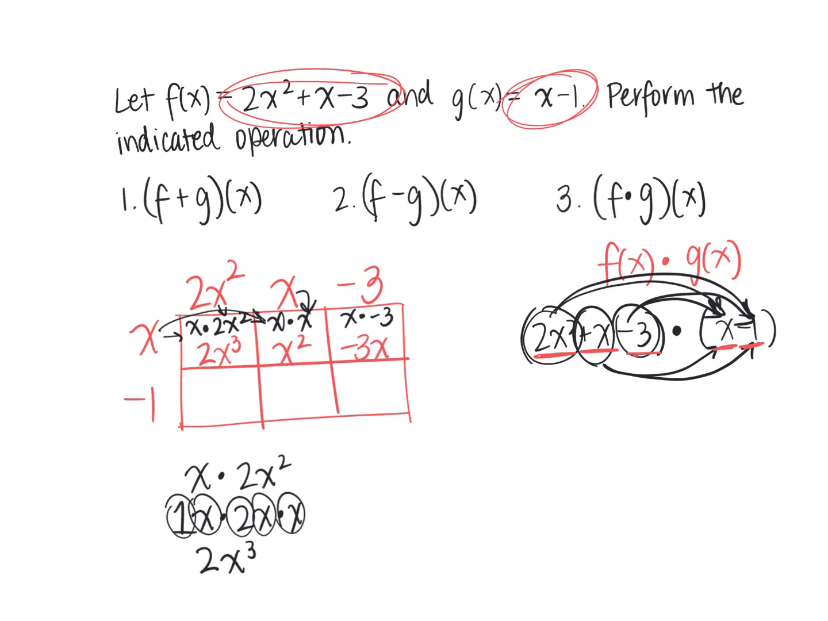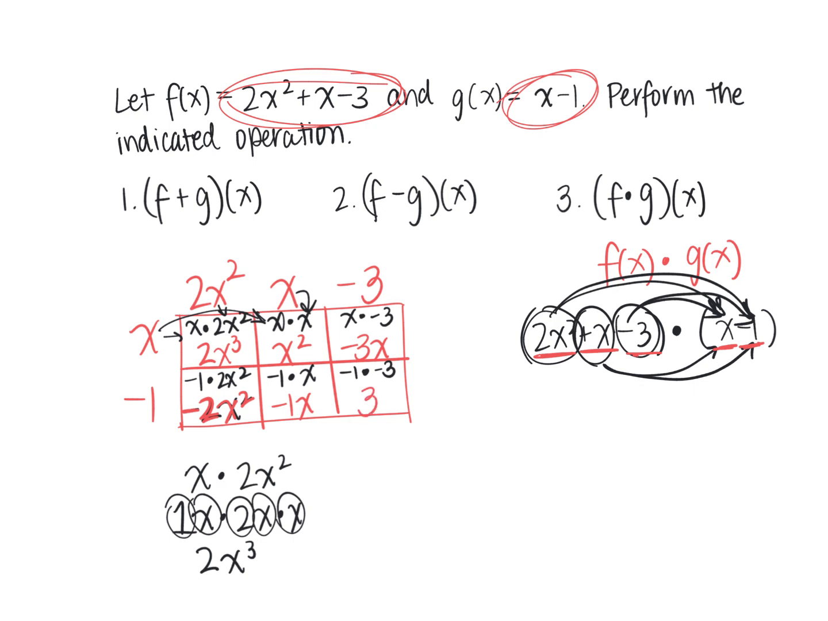Then over here, I have negative 1 times 2x squared. Negative 1 times 2 is negative 2. And then the x squared tags along. In this box, we have, this should be red, so I'm just going to write over it. Okay, in this box, we have negative 1 times x, which is negative 1x. And then over here, we have negative 1 times negative 3. Negative times a negative is positive. So negative 1 times negative 3 is positive 3.